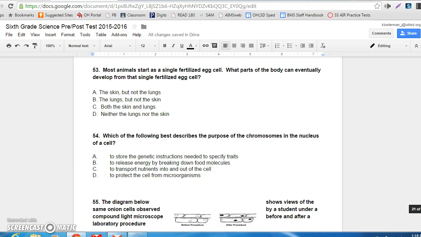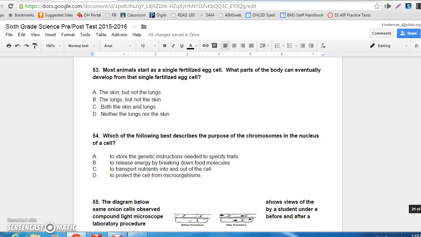53. Most animals start as a single fertilized egg cell. What parts of the body can eventually develop from that single fertilized egg cell? A. The skin, but not the lungs. B. The lungs, but not the skin. C. Both the skin and the lungs. D. Neither the lungs nor the skin.